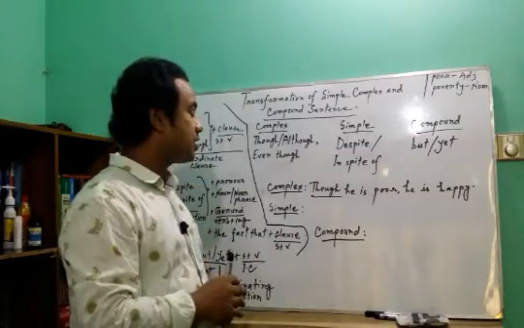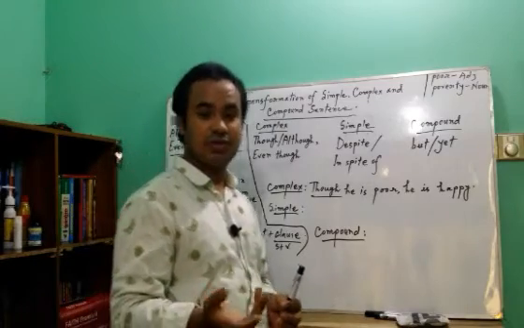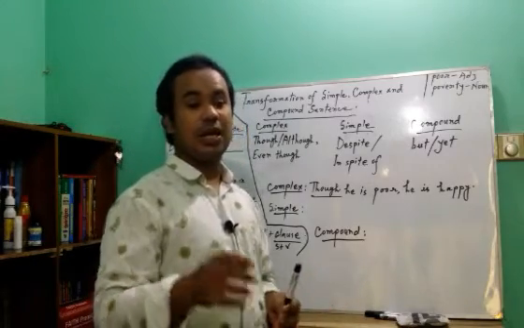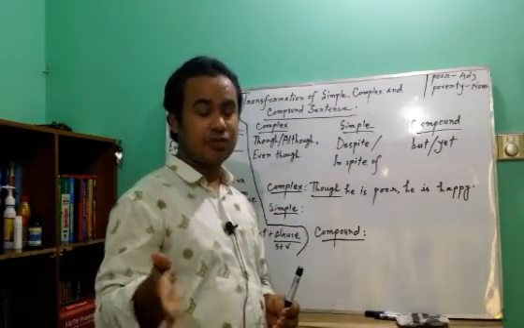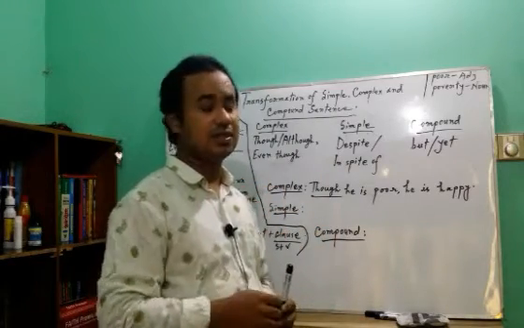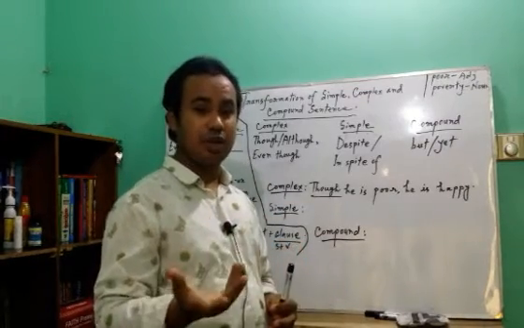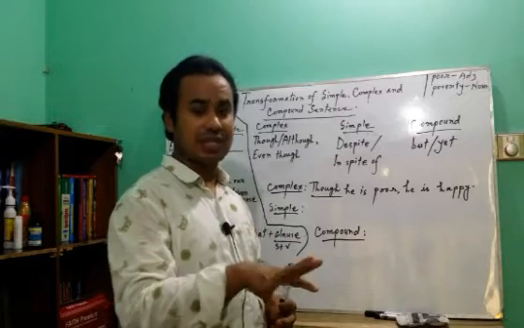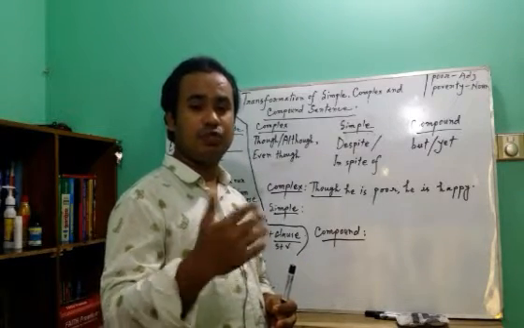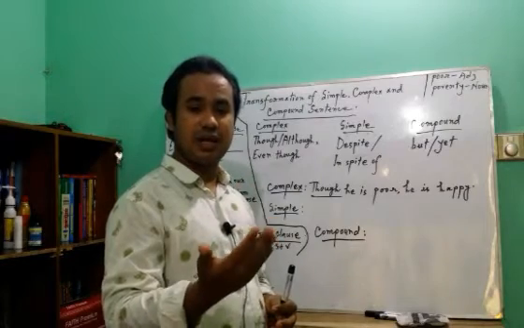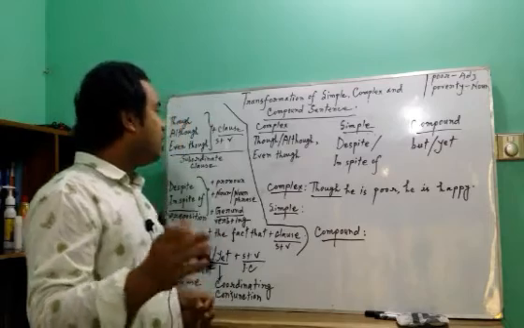Okay, let's take another example. An industrious boy will succeed in life. This is a simple sentence, right? And let's say this in a complex sentence. An industrious boy will succeed in life. A boy who is industrious will succeed in life. Here the meaning or the sense is the same as before.